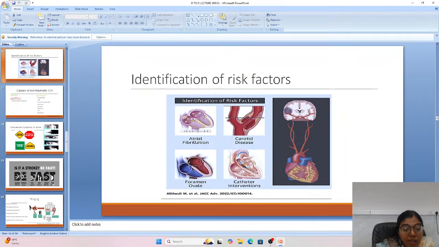So we need to identify the risk factors. Like if there is AF, we need to do the ECG, and then after that we can give a definitive treatment for the AF, and we can prevent cardioembolic strokes.